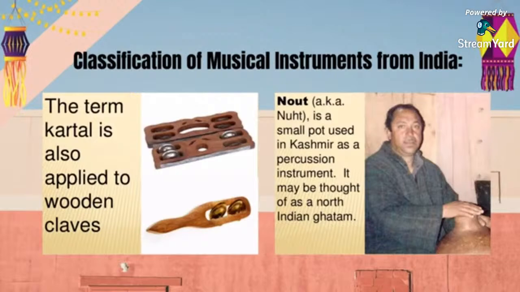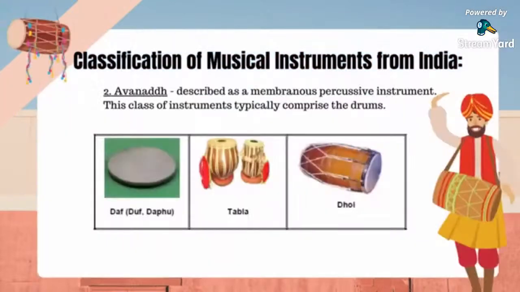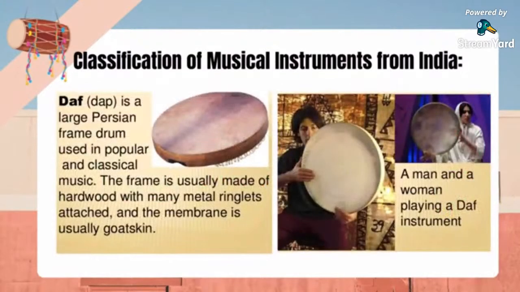It may be thought of as a North Indian gitam. Avanad, described as a membranous percussive instrument. This class of instruments typically comprise the drums. Daf, dap, is a large Persian frame drum used in popular and classical music. The frame is usually made of hardwood with many metal ringlets attached, and the membrane is usually goatskin.